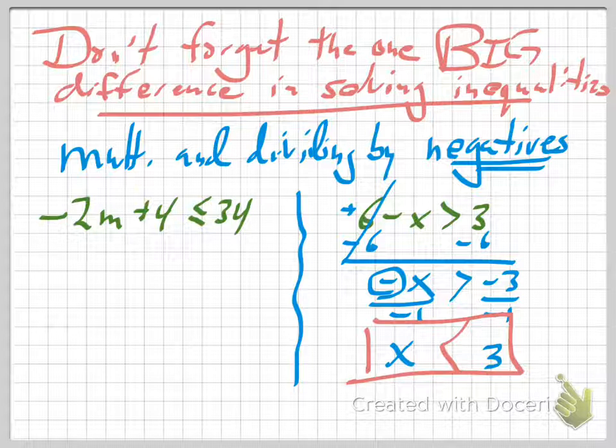All right, so as promised, I want you to go ahead and solve the next inequality. And remember the trick about multiplying and dividing by negatives, okay? All right, so go ahead and pause the video, finish this inequality, and when you're done, tune back in.